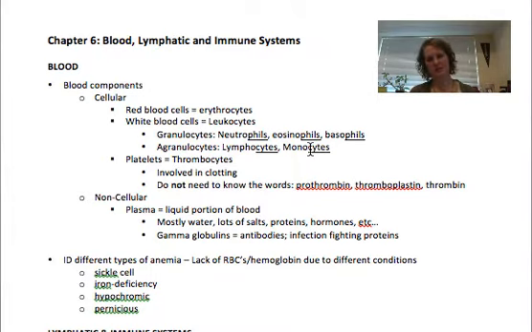All important in the immune system and keeping your body healthy, protecting you from disease. Then, as I said, the platelets are not actually cells.